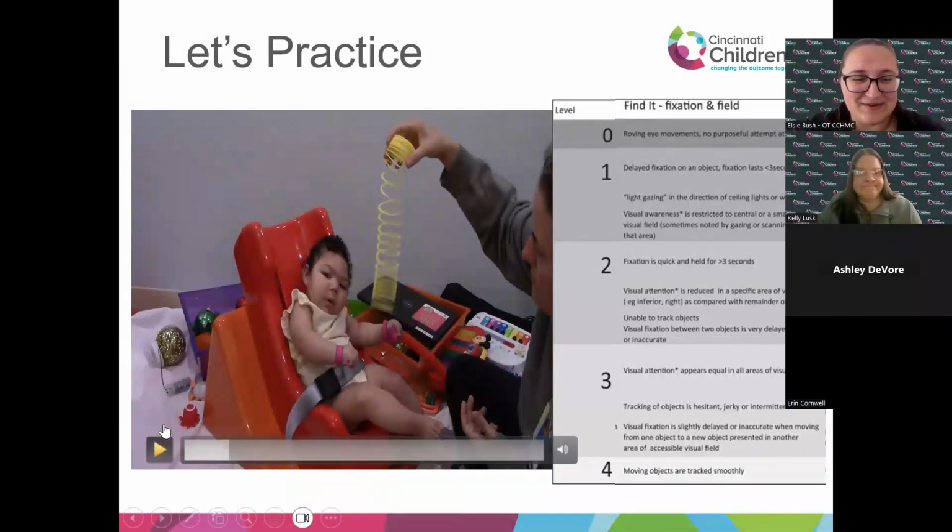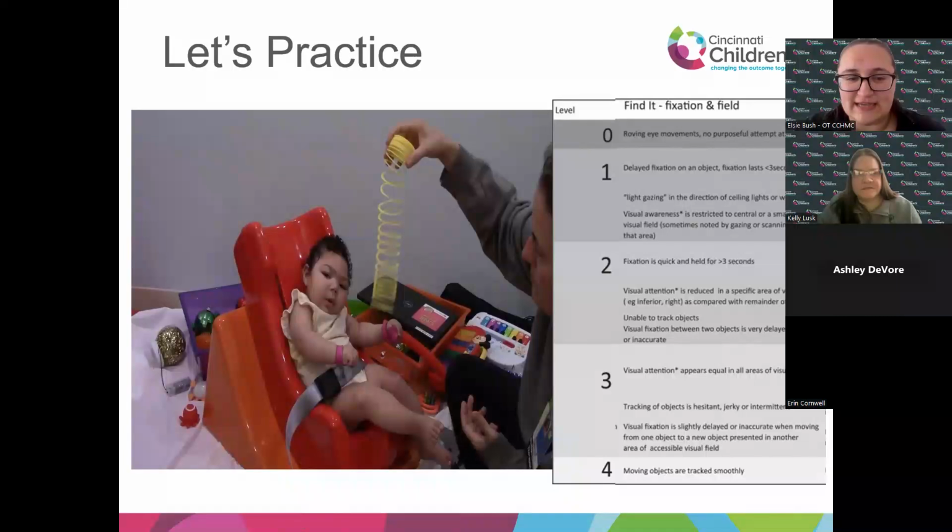Okay, well now let's look at this. We added a movement adaptation with a slinky, and let's see if we think this child still stays at a 1.